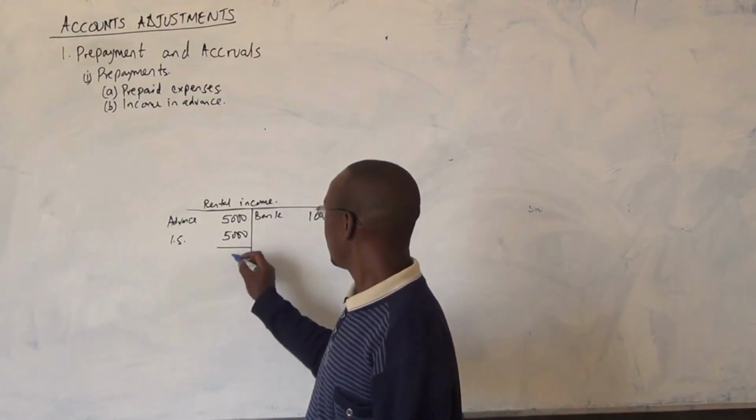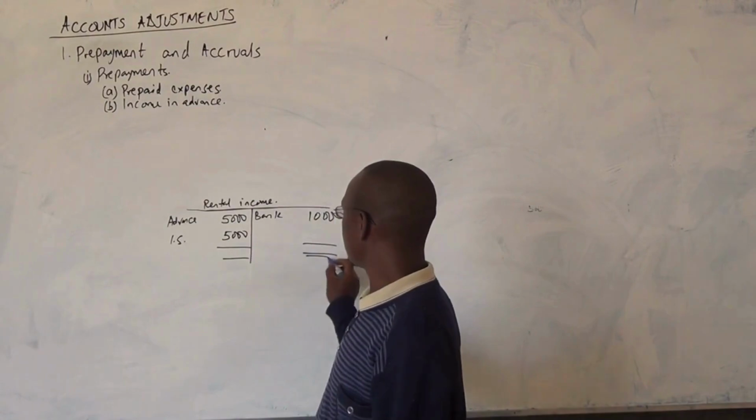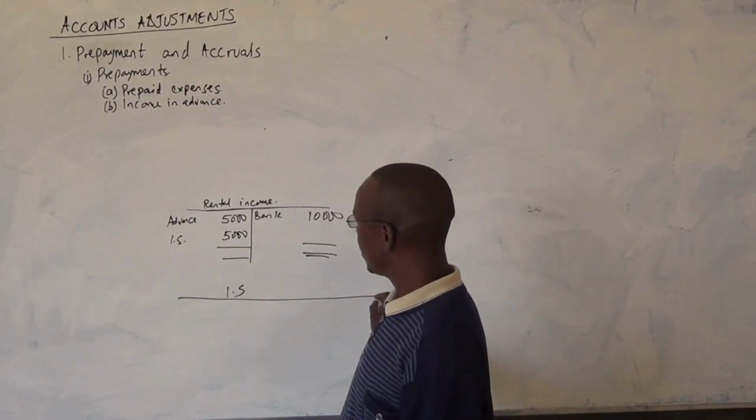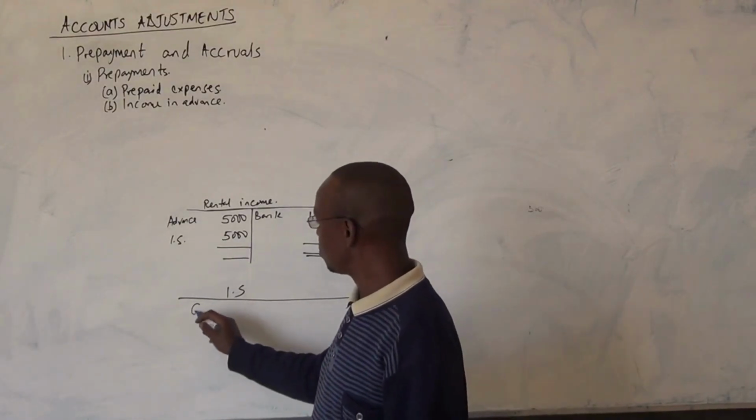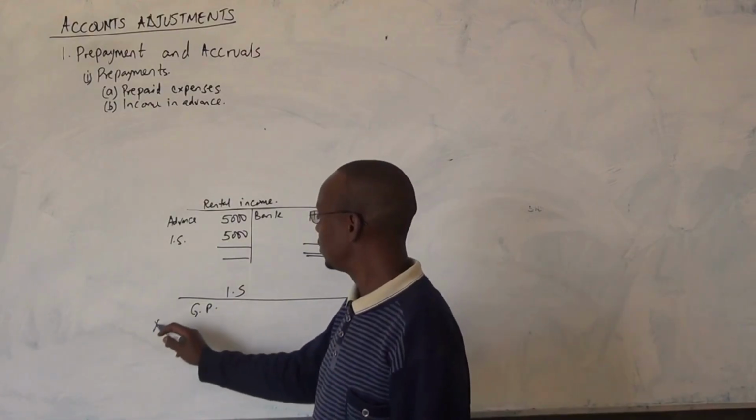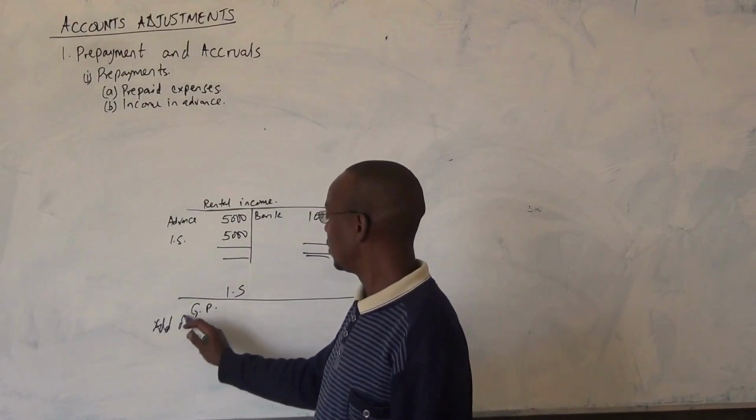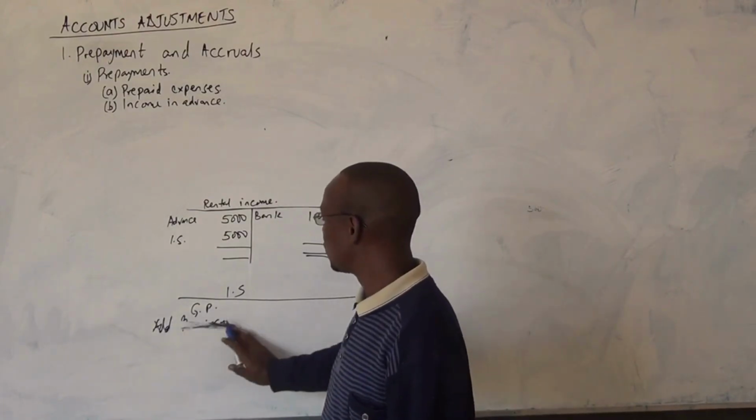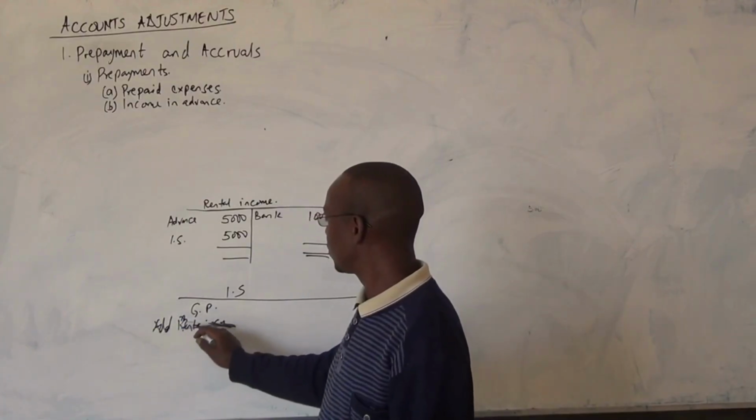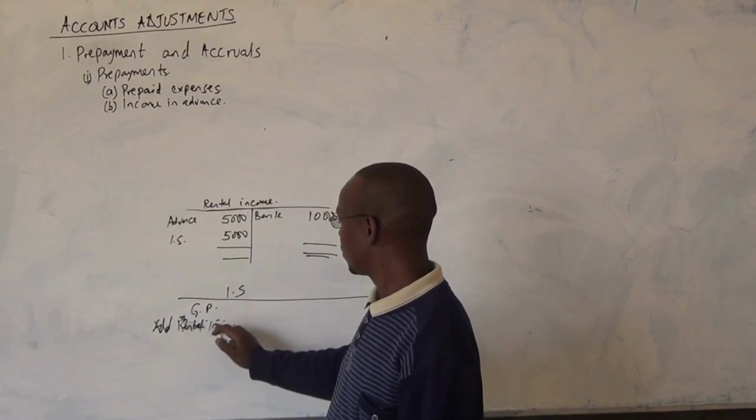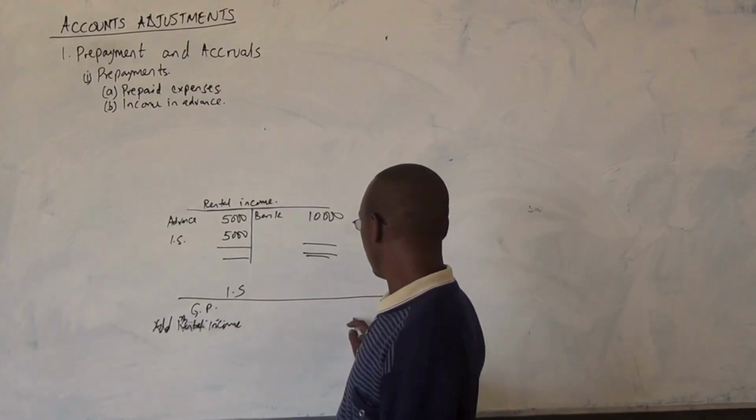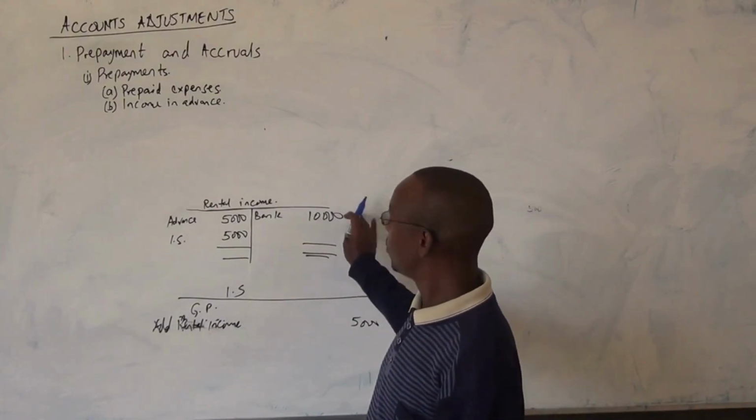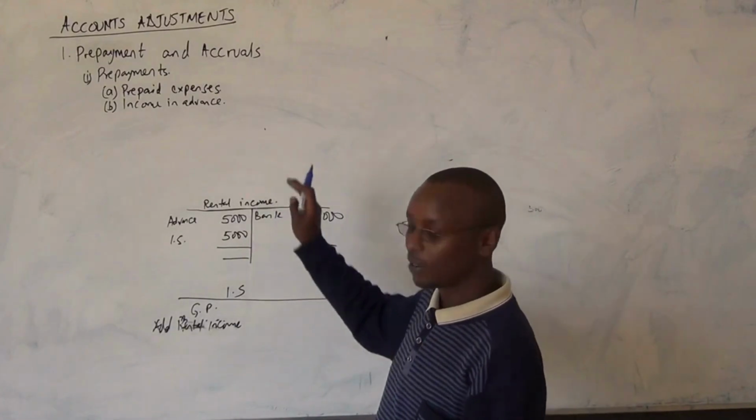If you come to the income statement extract, after the gross profit, you add other incomes, or you add rental income, then 5,000, not 10,000. Okay? Because part of this 10,000 is for the next period.